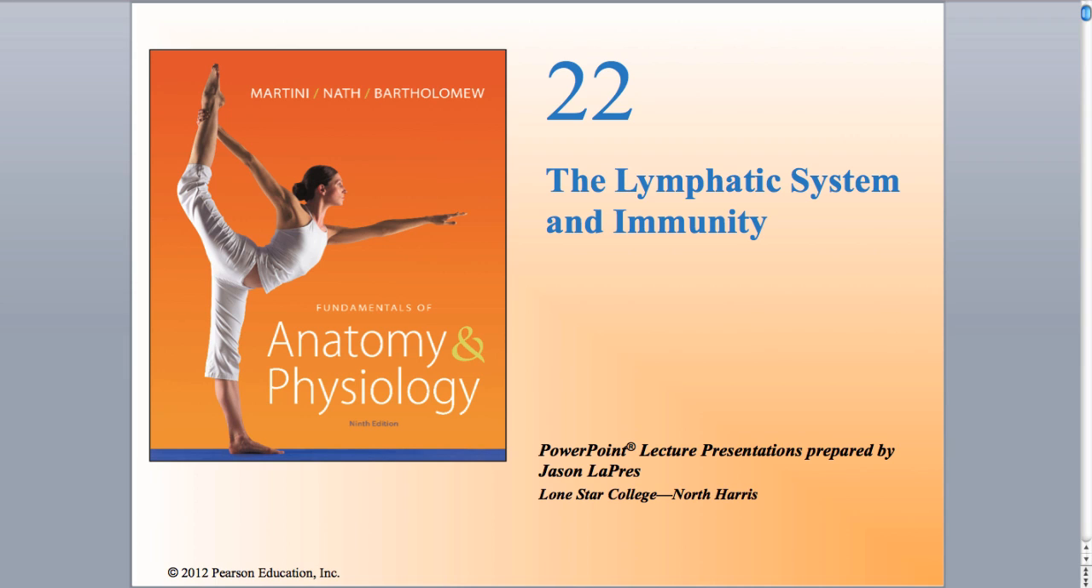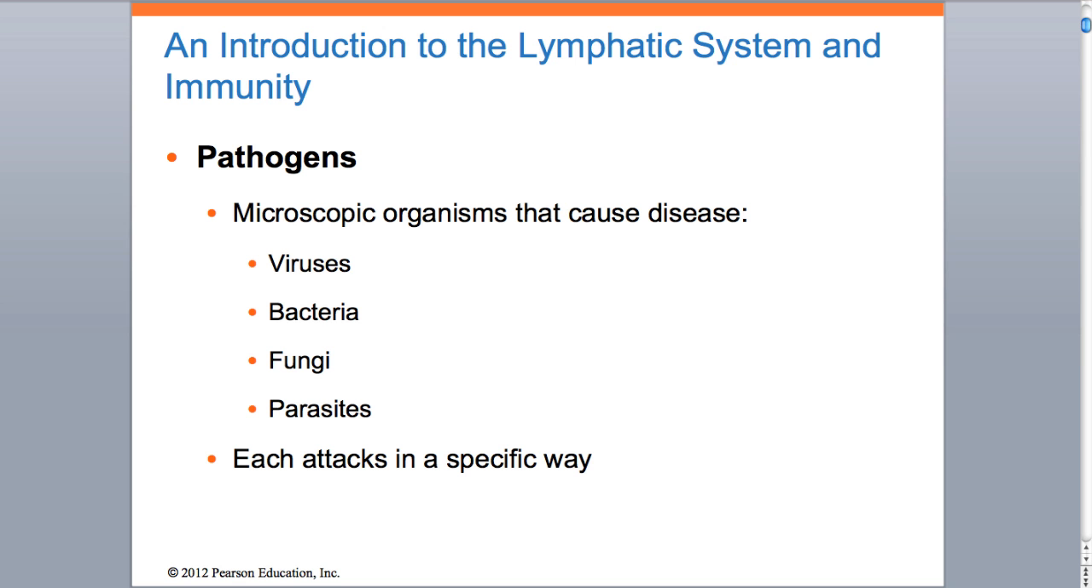Our first slide for chapter 22 starts off with this one. This slide indicates that we have pathogens that invade our body. And we have such things as viruses, bacteria, fungi, parasites. And each one of these items actually invades and attacks in a slightly different way. And therefore our response to these will be in a slightly different way as well.